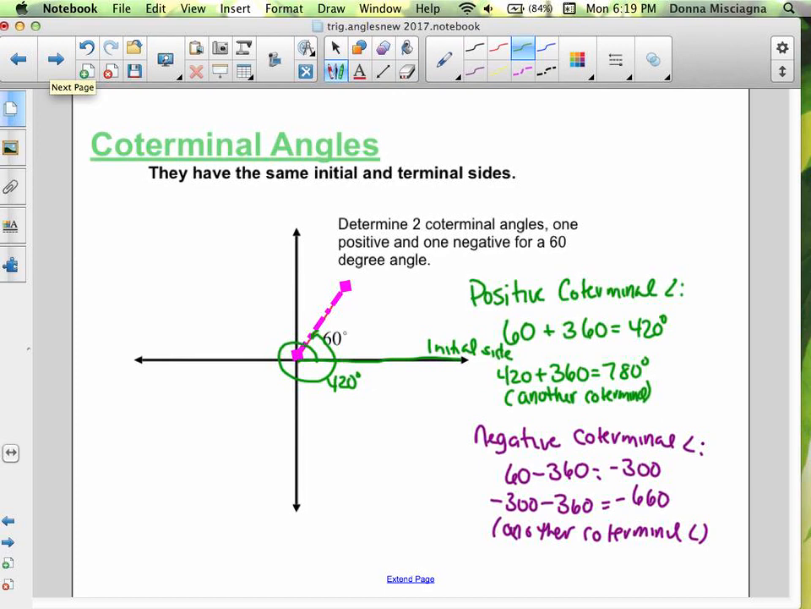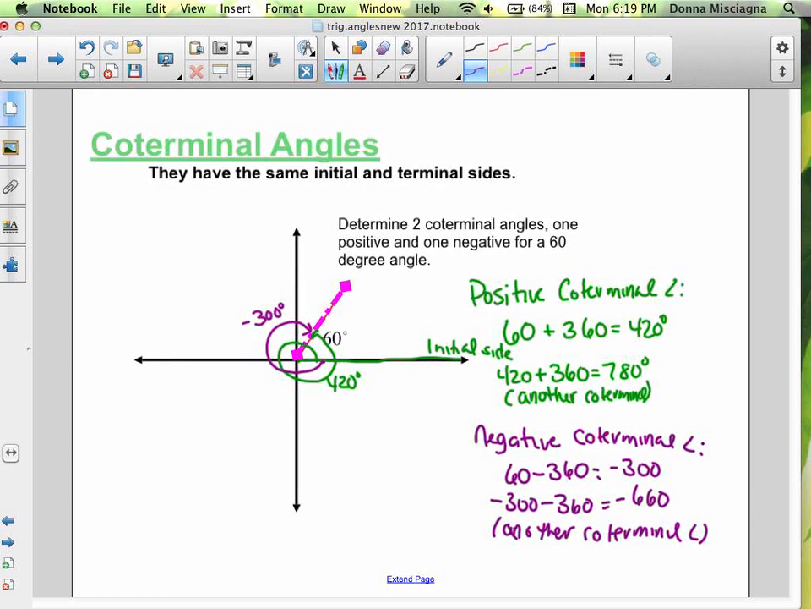We can go the negative direction, the negative coterminal angle. So let's graph that one as well. To get the negative one, we subtract 360 degrees from 60. This one is going in the negative direction, which means it goes clockwise. So that one is negative 300 degrees. All three of those are coterminal angles. They all start and end in the same spot.